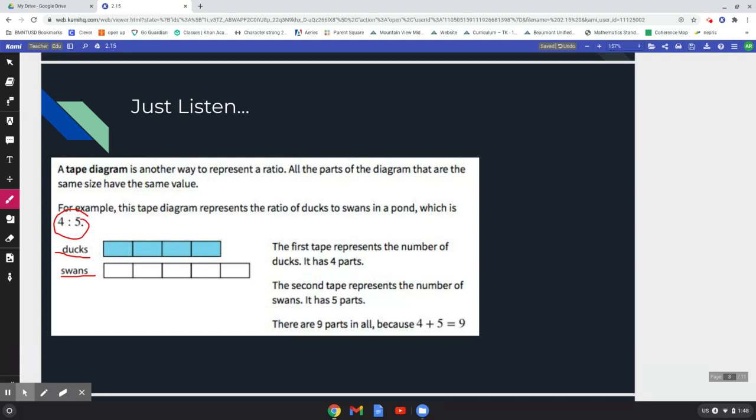So the first tape represents the number of ducks, and it has 4 parts. The second tape represents the swans, and it has 5 parts. So there's 4 boxes for ducks, 5 boxes for swans. So there are 9 total parts in all. And that is because 4 plus 5 equals 9.